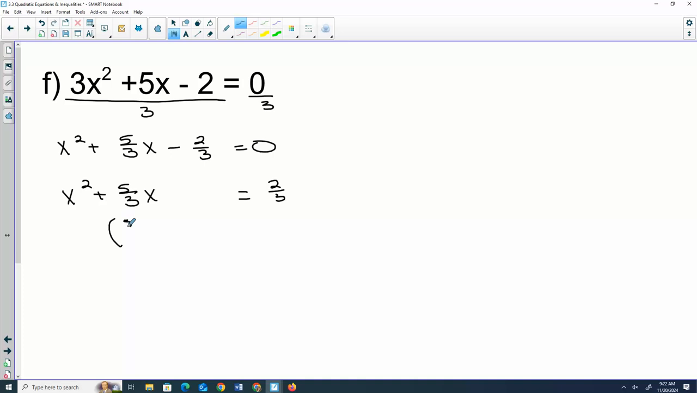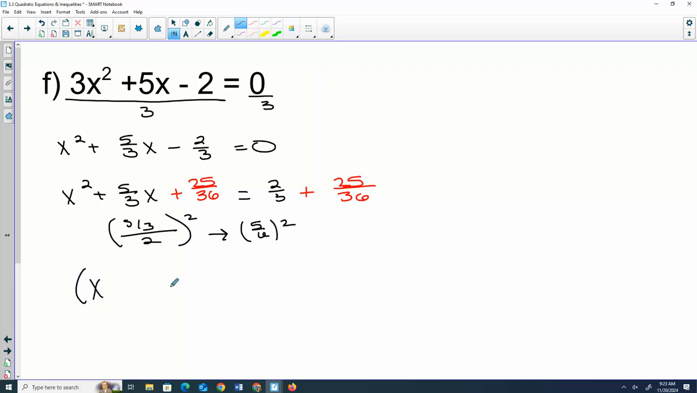Find your perfect square. So you take 5/3, divide that by 2, and square your answer. 5/3 divided by 2 gives you 5 over 6. So 5 over 6 squared. So this factors into x, and we can look, before we squared it was a positive 5/6, so it's x plus 5/6 squared equals 2/3 plus 25 over 36, which is 49 over 36.